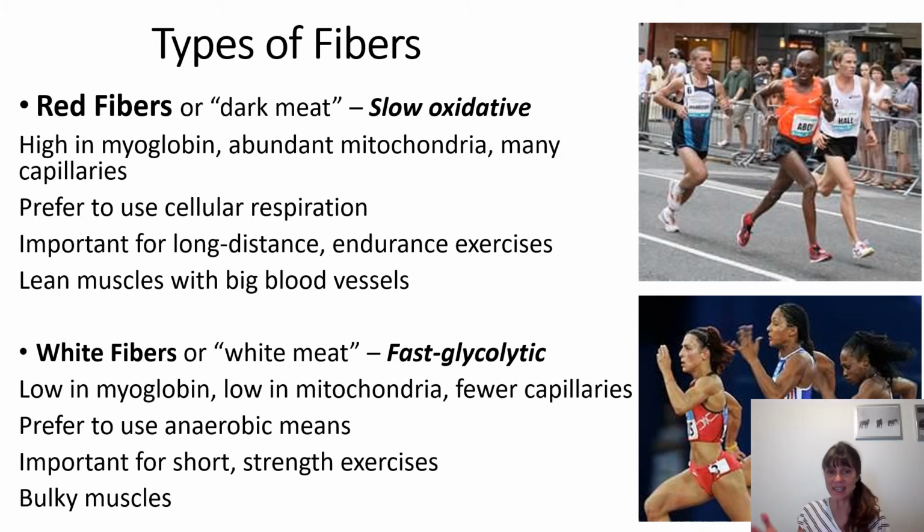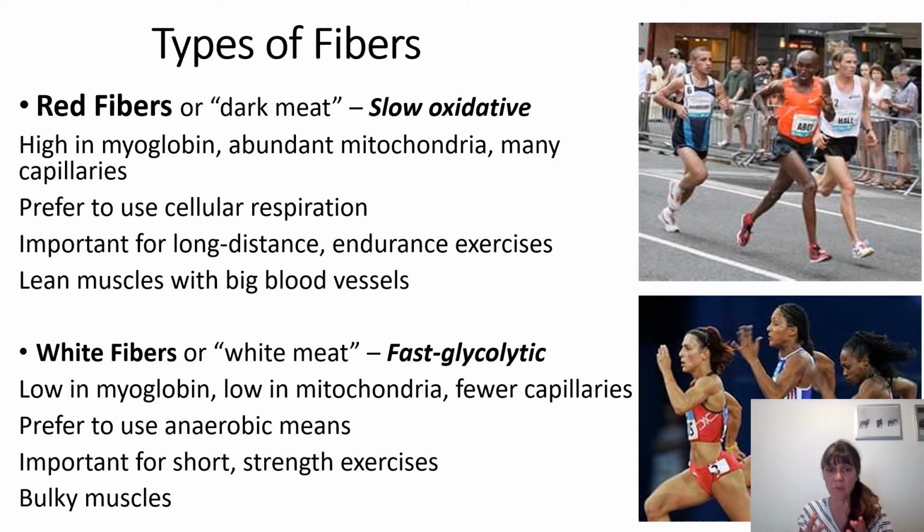Because they are oxidative, the preferred method of energy production is going to be cellular respiration, which is aerobic respiration because we use oxygen. And these types of fibers are important for people who do endurance exercises like long distance running, triathlons. And they tend to have lean muscles with very big blood vessels to help carry oxygen and nutrients to those skeletal muscles.